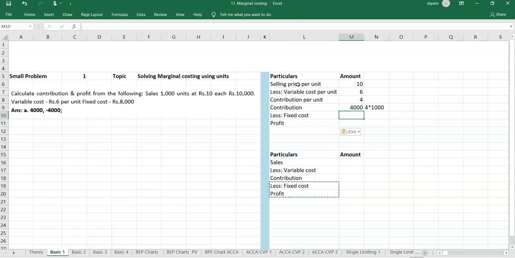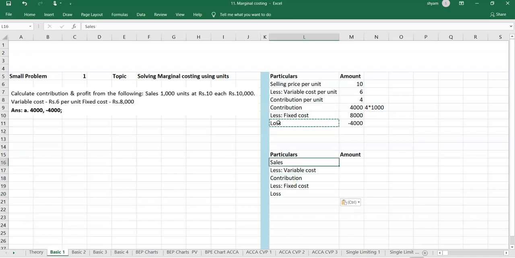So why are we multiplying 4 into 1000 here? Because fixed cost will not be in per unit. You should not convert it into per unit. So fixed cost in this sum is 8000. So that leads to a loss of 4000. So it's not profit, it is actually a loss in this sum.